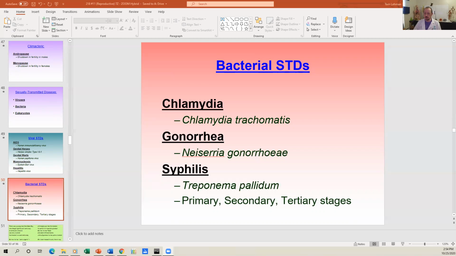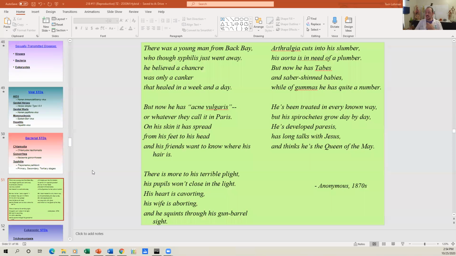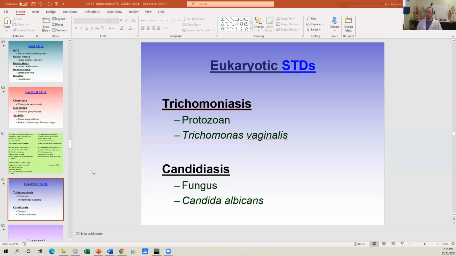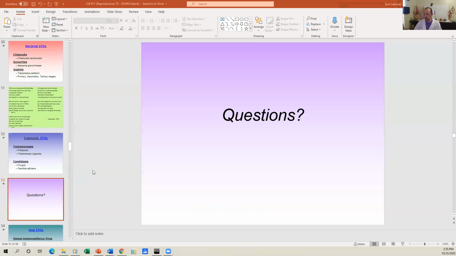So as an example, when you take a look at syphilis, you are going to take the time to learn what primary syphilis, secondary syphilis, and tertiary syphilis look like. There's even a limerick found in the PowerPoint on Canvas that gives you a nice progression of the three stages of syphilis. Finally, eukaryotic sexually transmitted diseases fall into the protozoan category of trichomoniasis and the fungal category of candidiasis. You'll be able to tell me what are the most common pathogens that cause those.